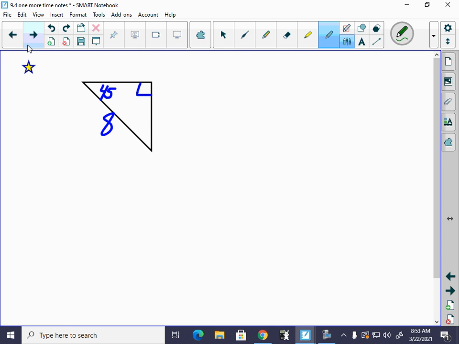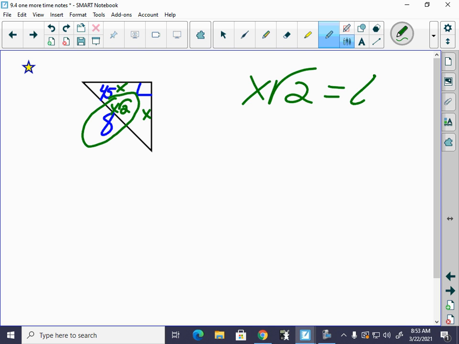Let's do another one. Here we go. This is x. This is x. This is x square root of 2. I circle this mess. I try to make an equation, and then I panic because I don't know how to solve that. Or do I? Do I know how to solve for x on a 45/45/90? What is the rule? Divide by 2 and throw on the square root of 2. Ta-da! It's just that easy.